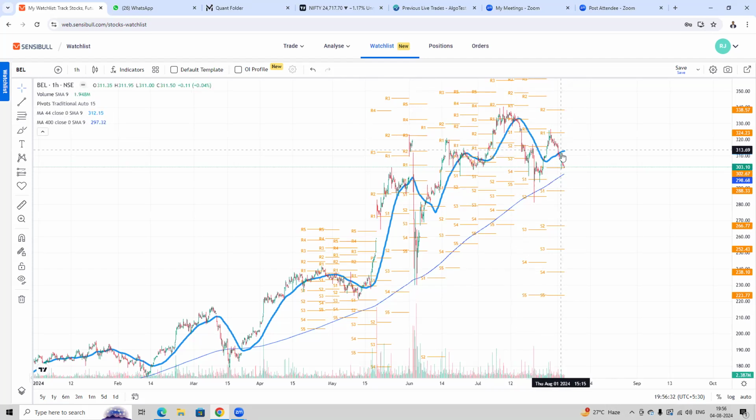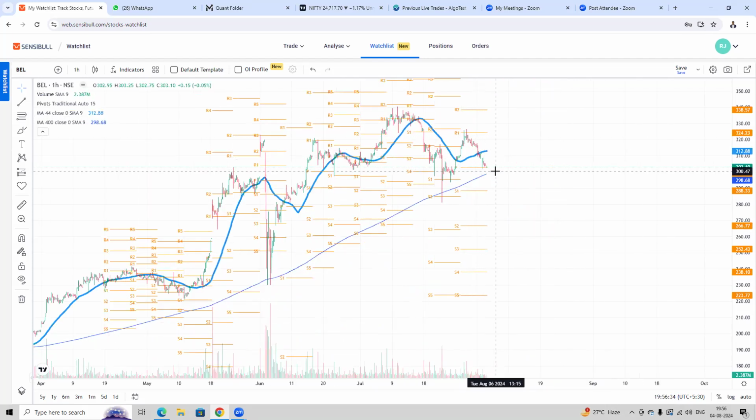So the candle which is opening is below the 44 days moving average. You have to look at the trend of the moving average as well as where exactly the price of the stock is, whether it is going above the 44 days moving average or below it. It is clearly indicating it is below the 44 days moving average. So this is not the time to buy here.